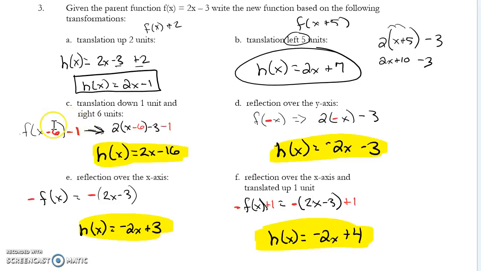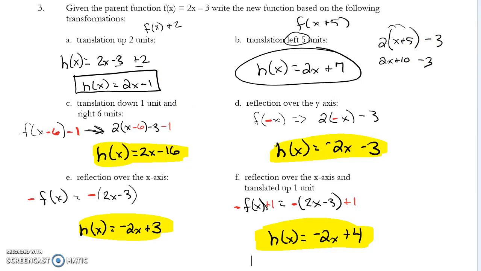So for each of the last 4, I showed in red what transformation we were doing, right 6, down 1, how I substitute it into the original function, and then what we get for our new overall function. A reflection over the y means I take the opposite x. A reflection over the x is the opposite y. I have to distribute, and then reflect over the x and shift this up. I reflect, then I shift. Don't forget you can always plug your original function or parent function into Desmos, and then plug your new function in and just see, does that represent exactly what you were looking for.